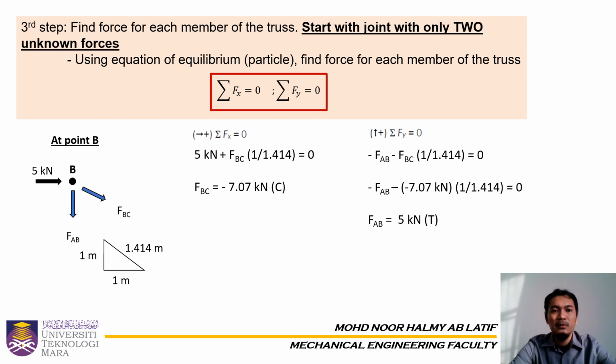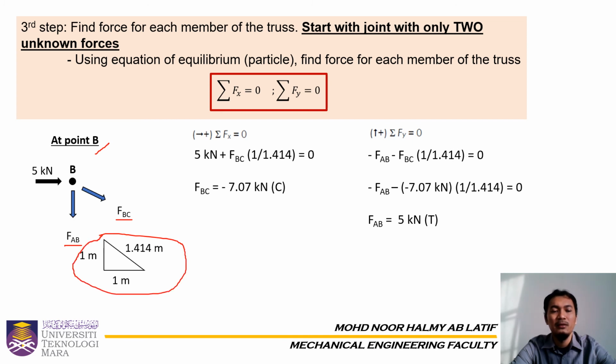The third step is to find the force in each member. To start, we only select a point where we have two unknowns. Here, we select point B, which has only two unknowns, FBC and FAB. As you can see, FBC is at a certain angle, so by using trigonometry, we find the angle that we need.